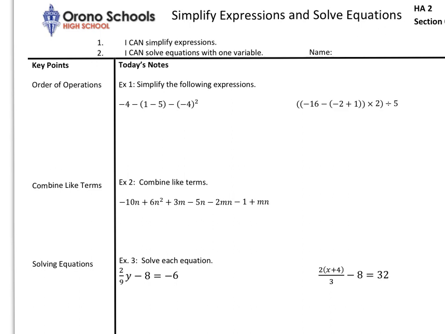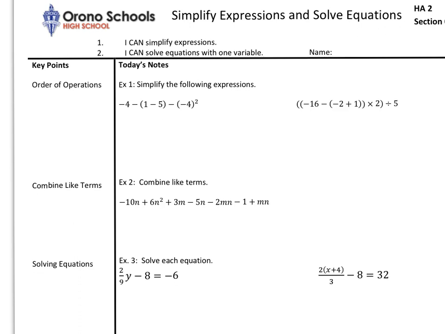Topic 0 is going to allow us to revisit some basic math skills needed to be successful in Honors Algebra 2. This topic will allow us to get used to the processes that we follow in class and help us prepare for further topics.